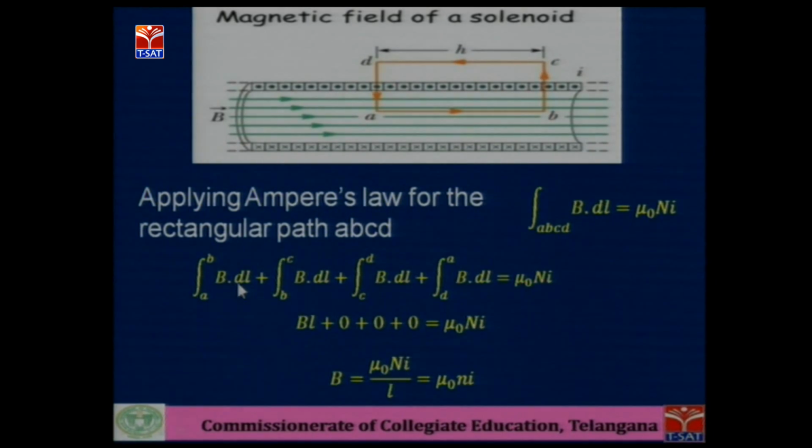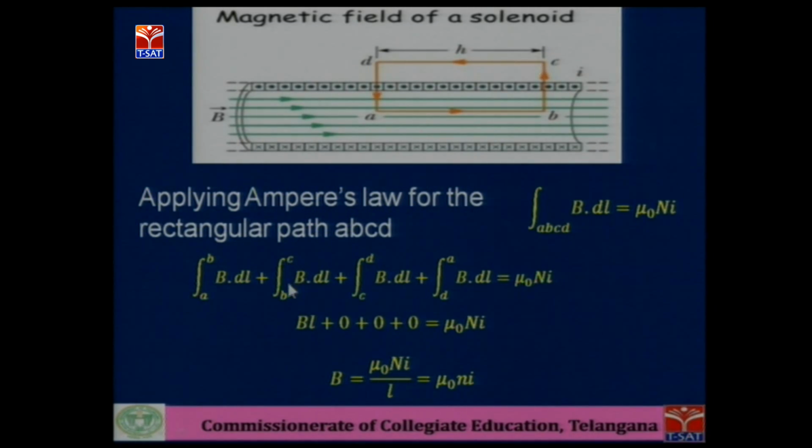B dot dl is equal to B dl cos theta, where theta is the angle between B and dl. The direction of B is from left to right as shown here, and the direction of the length element is from A to B. So the angle between B and dl is 0. B dl cos 0, and cos 0 is 1 as we know. So this is equal to B into L, where we consider the length to be L here. So this is equal to B L.